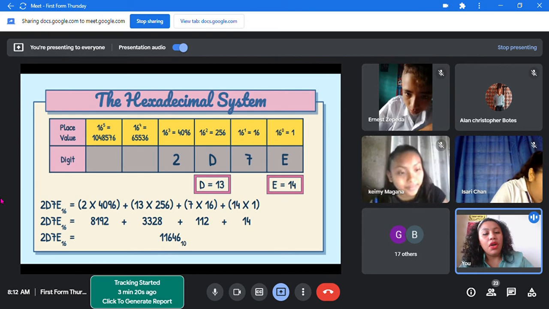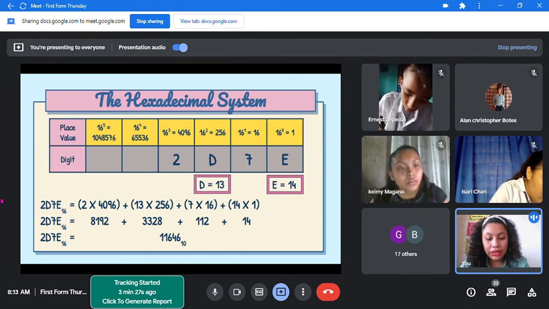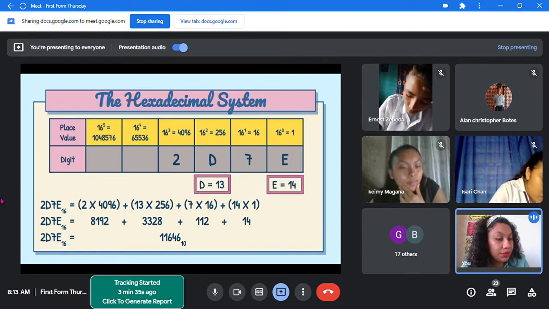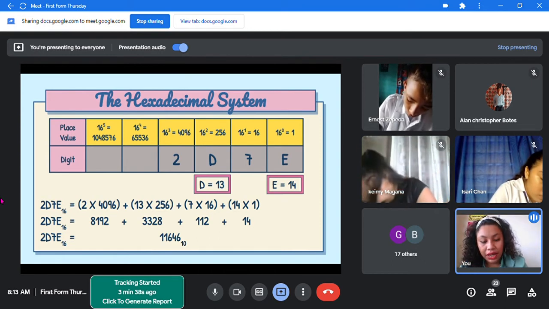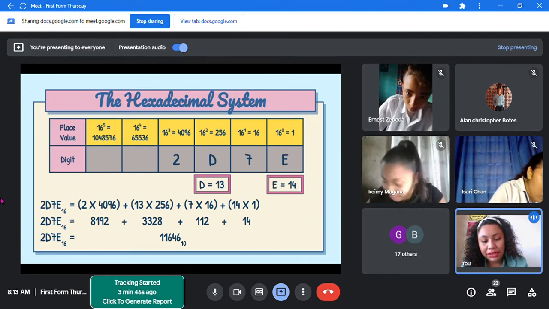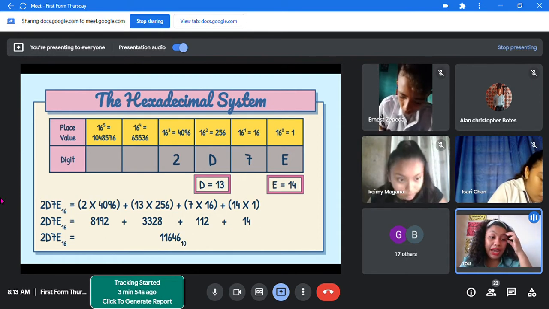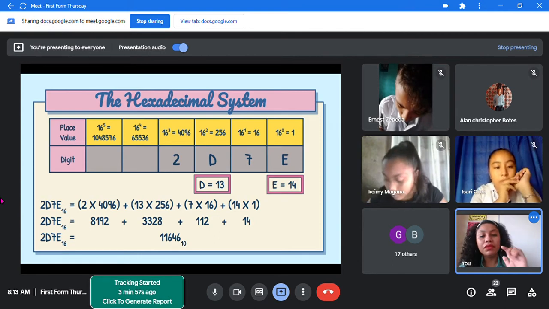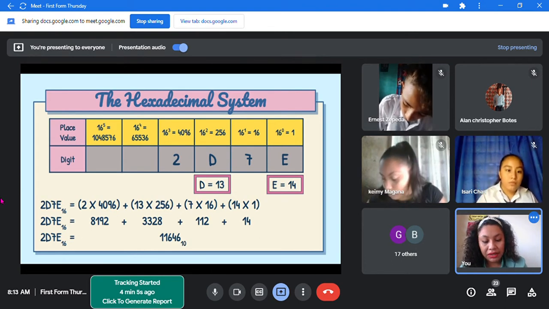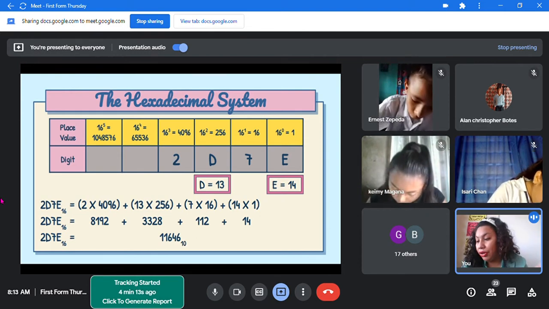Okay, so the first one that they ask you to do is 2 times 4096. That should give you 8,192. That is what I write in the following step. 13 times 256 gives me 3,328. 7 times 16 gives me 112. And 14 times 1 gives me 14. And I have multiplied everything in the brackets. Now I add all of those numbers. 8192 plus 3328 plus 112 plus 14 should give you 11,646.